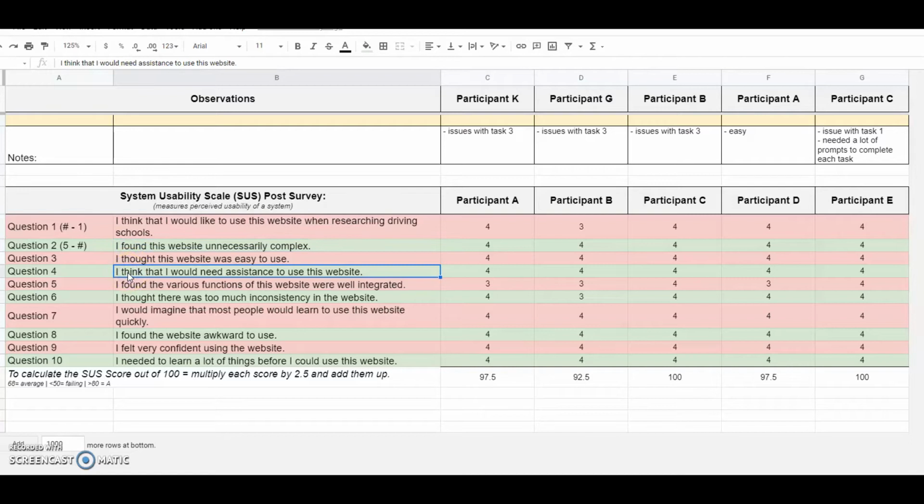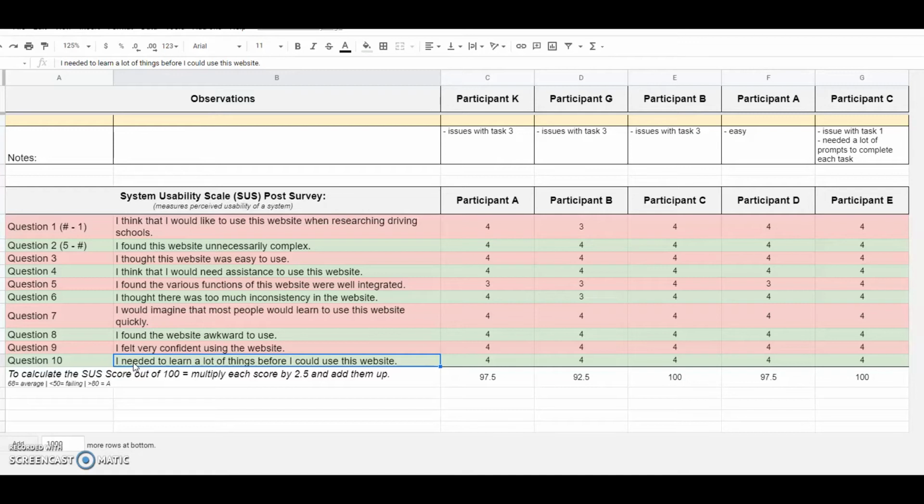And then same with number 4. I think that I would need assistance to use this website. I want them to say 1. So if you look, there's a trend, right? Every other one is supposed to be on the same positive or negative direction.